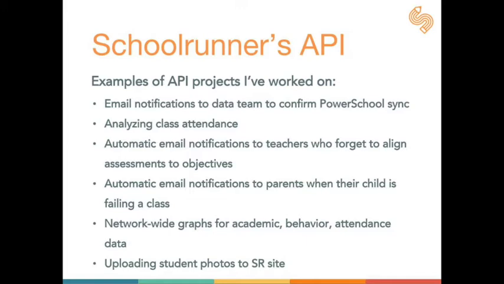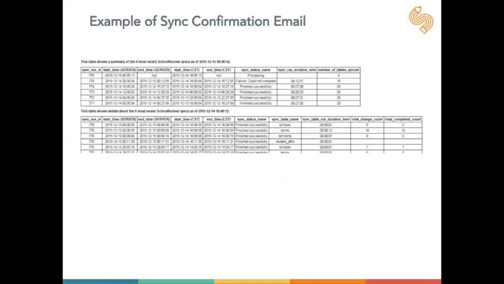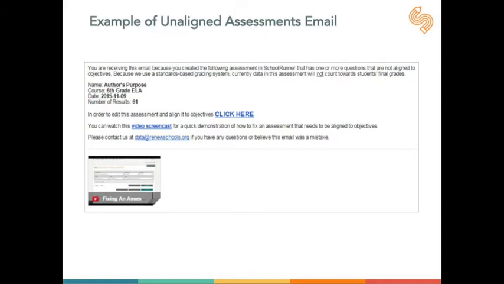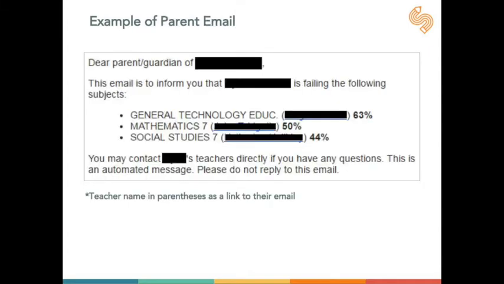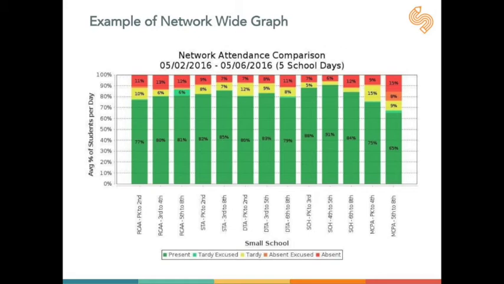I'm going to show you a couple of screenshots of the outcomes of these projects. This is an example of an email that went out to the network data team at a school where I used to work, to let us know how our PowerSchool sync was going. Emails to teachers about assessments that they need to fix. Even emails to parents about classes that the student is failing each week. And then network-wide graphs that compare data across schools. So, just a couple examples there. Hopefully that makes sense, or maybe it gets you thinking about things that are possible.